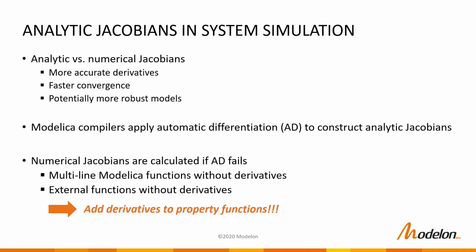This is exactly how many property routines are implemented in Modelica. To obtain analytic Jacobians, the model developer needs to provide the derivatives to the property function and use the right annotations in them.